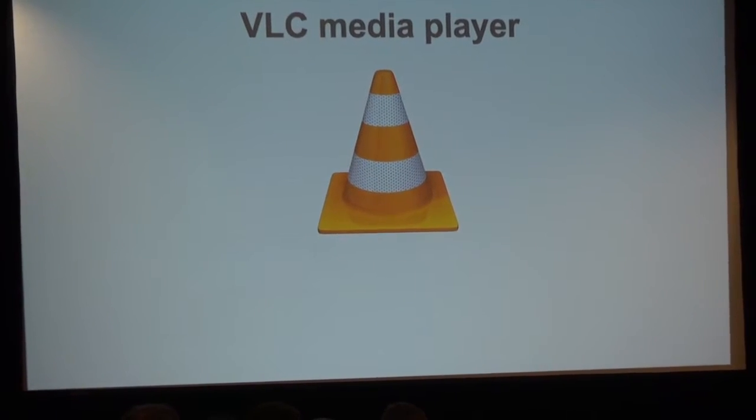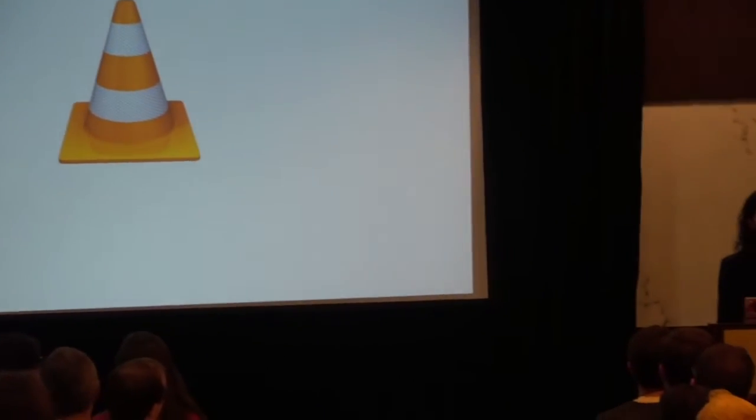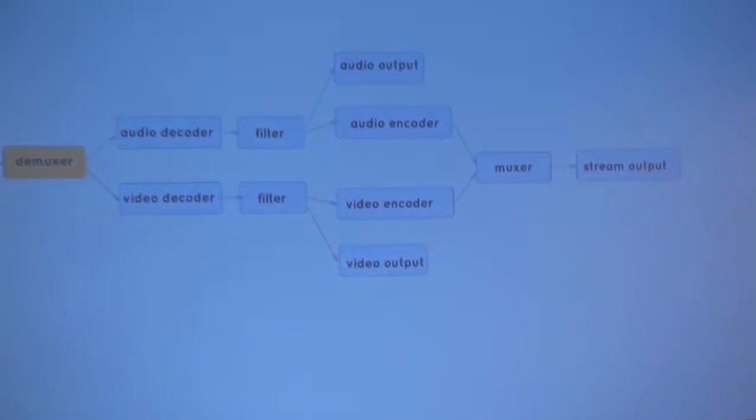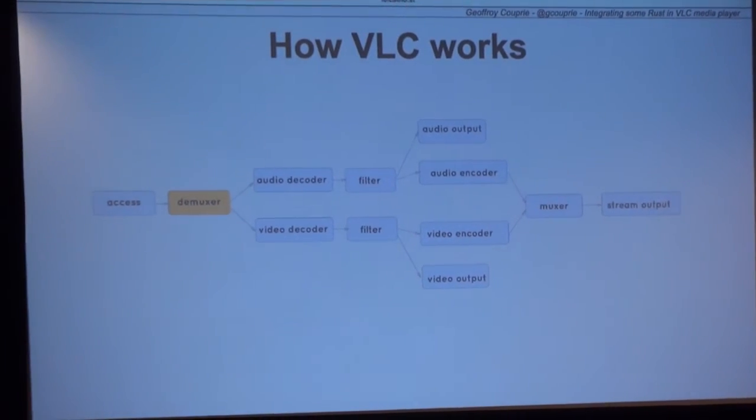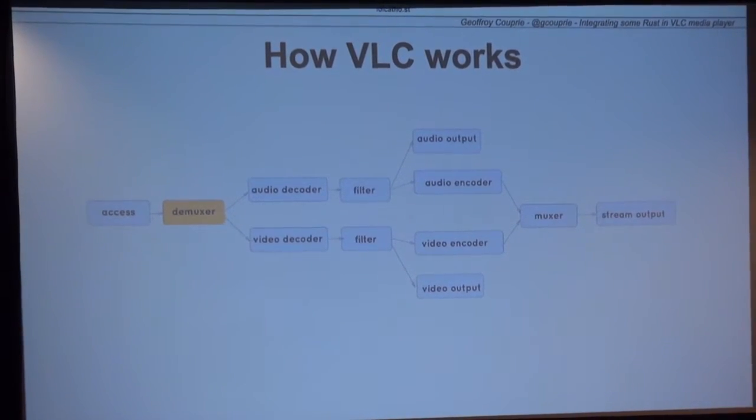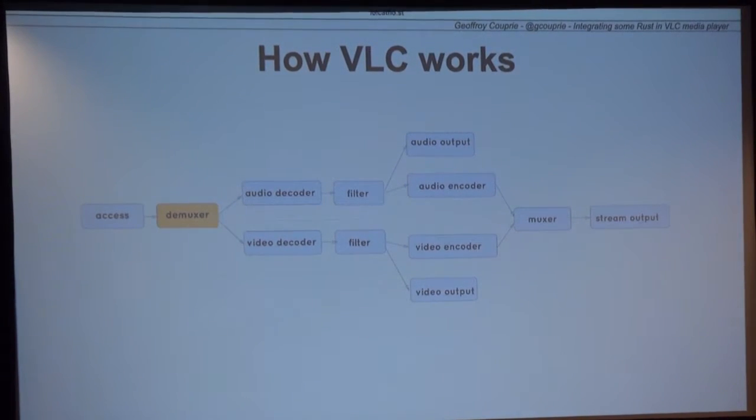So do you know how a media player works? Basically, there's a command pattern of a pipe. You have the access, you get a file, you open the file, or you open a network feed. You pass through a demuxer. The demuxers are the parsers. And you get multiple streams, like an audio stream, a video stream, a subtitle, or anything else. And you send them to decoders. The decoders will generate data that can be filtered, like you can have post-processing stuff on the video, grayscale, or even scaling, that kind of thing.